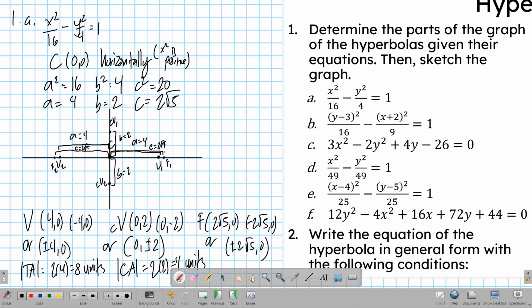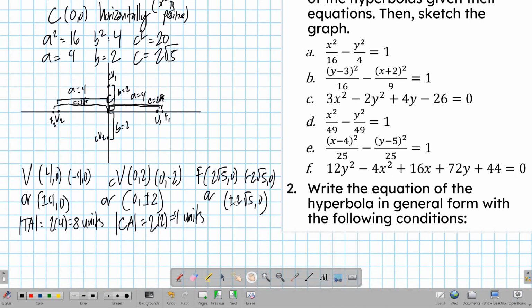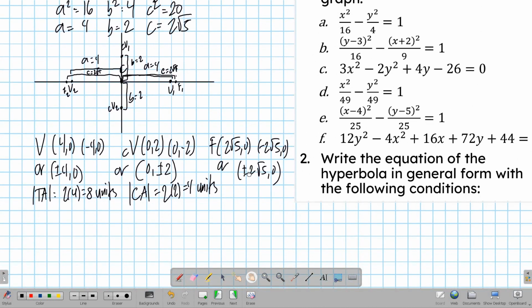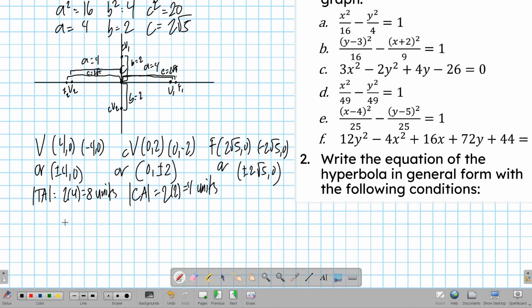From there, we can now compute our asymptotes. For our asymptotes, since our hyperbola is horizontally oriented, the slope would be b over a. Therefore, that will be 2 over 4, which is equal to 1 half.